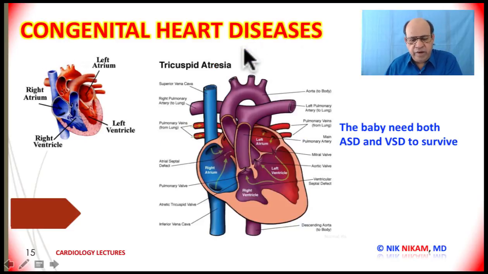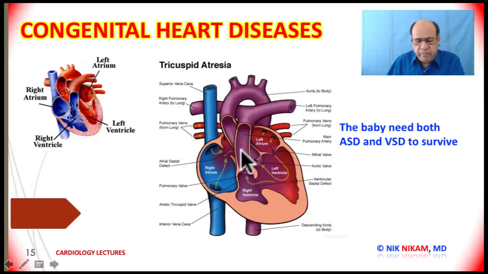Tricuspid atresia. Tricuspid atresia means basically non-development of the tricuspid valve. It acts like severe tricuspid stenosis because there's hardly any blood going through the tricuspid valve. As a result, there is enlargement of the right atrium along with a rudimentary right ventricle. So somehow the blood has to get into the pulmonary circulation.